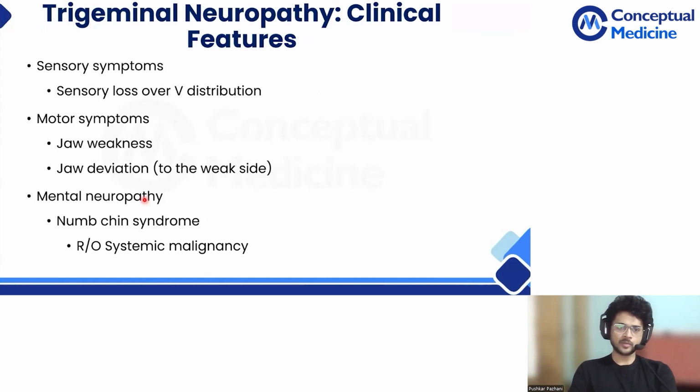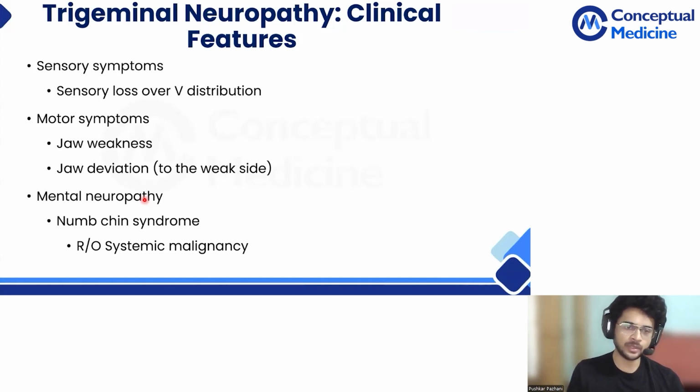Now let's talk about a few caveats about a trigeminal neuropathy. So as I mentioned, trigeminal neuropathy, you're going to get objective sensory loss over the trigeminal nerve division or distribution. In addition to the sensory symptoms, remember that trigeminal nerve is not only a sensory nerve, it is a motor nerve as well. So you're going to have weakness, and the major weakness is going to be jaw weakness because the trigeminal nerve supplies the muscles of the mastication.